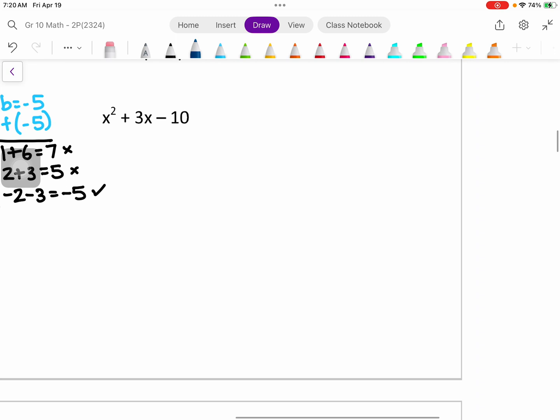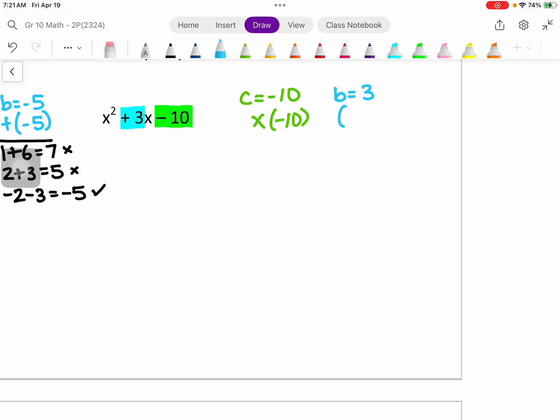And let's try one last example. So I have a b of +3, a c of -10. So I'm going to start with my -10. c equals -10, so I need to find something that multiplies to -10. b equals 3, so I need to find something that adds to 3.